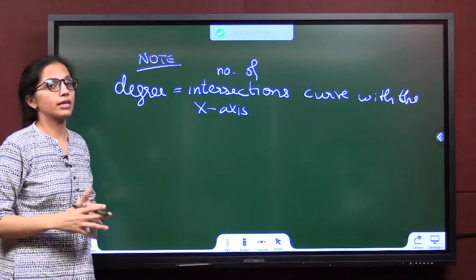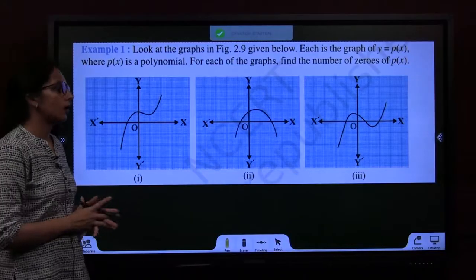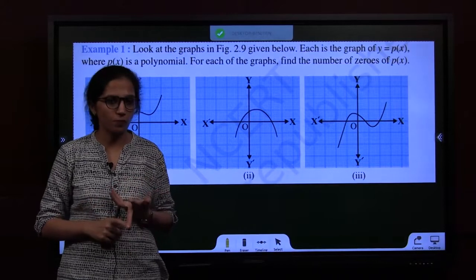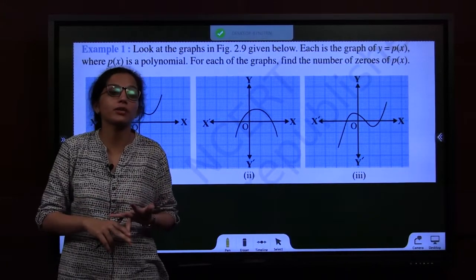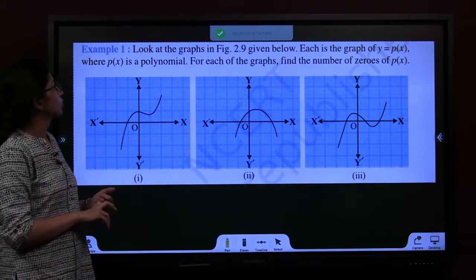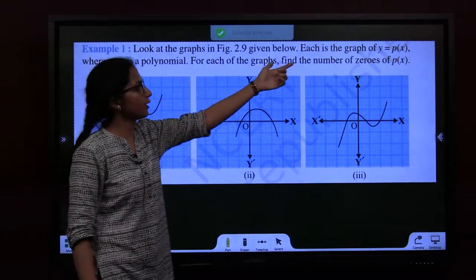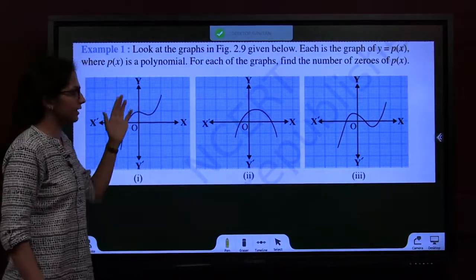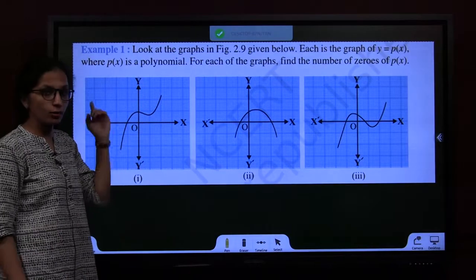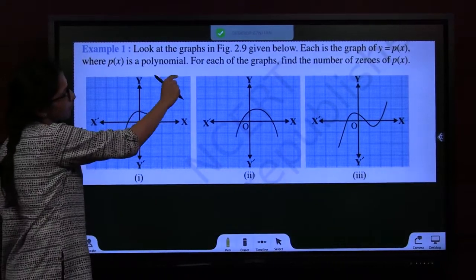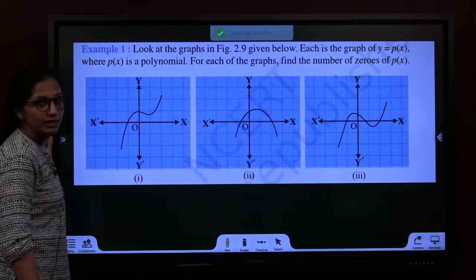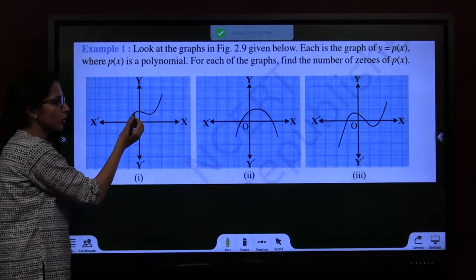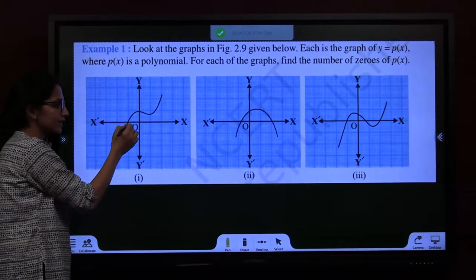We will now go to see examples. So with the above note, we understood that the degree of the polynomial gives you the number of zeros of the polynomial and also the number of intersections with the x-axis. So now look at the graphs given below. Each is a graph where y is equal to p of x. That means your y-axis is the polynomial, like how we took it there, where p of x is a polynomial. For each graph, find the number of zeros. You just have to check intersection with the x-axis. We don't care about intersection with the y-axis. Just see intersection with the x-axis.